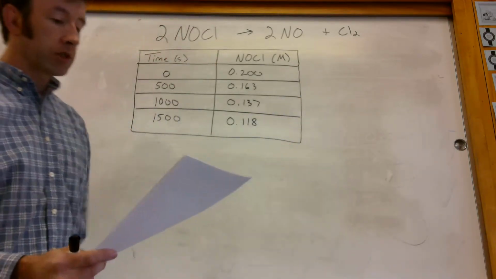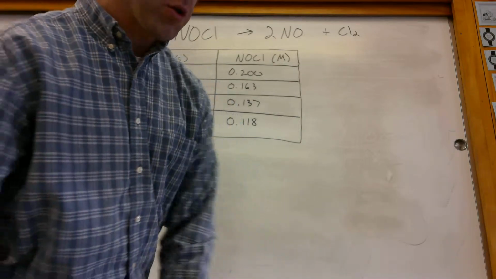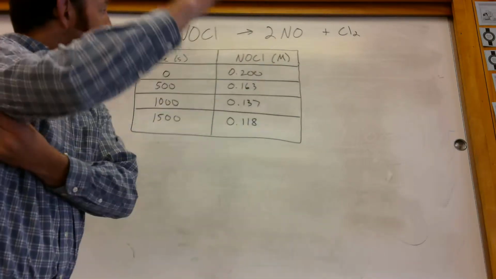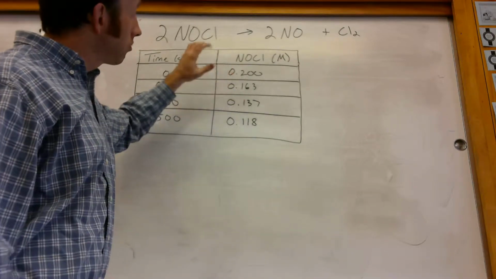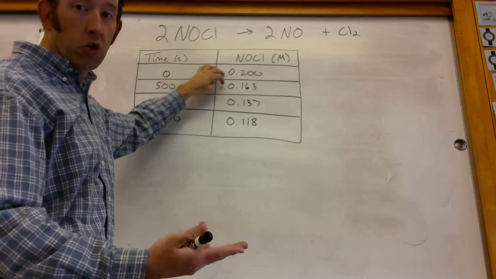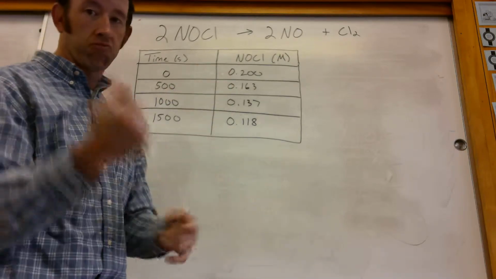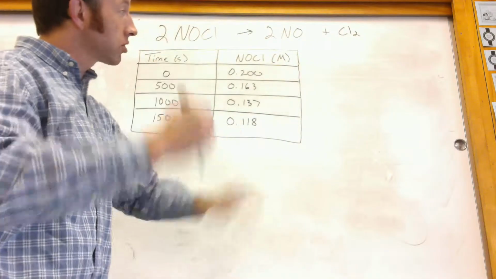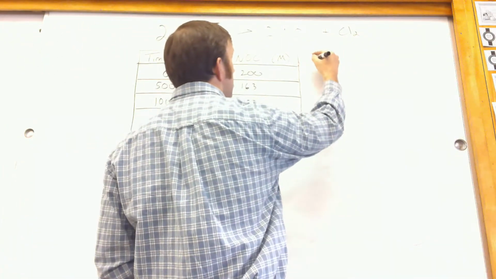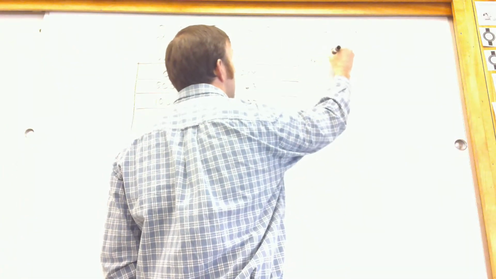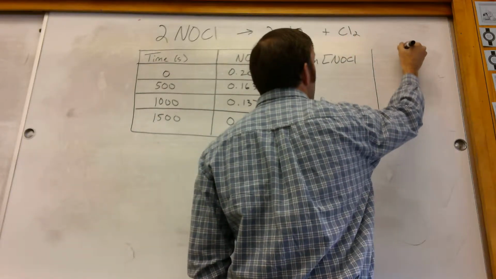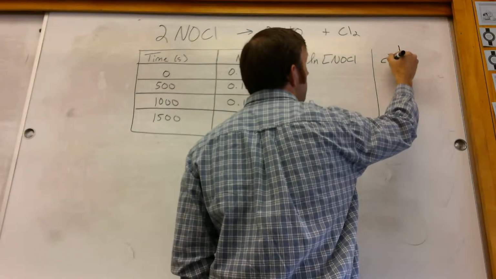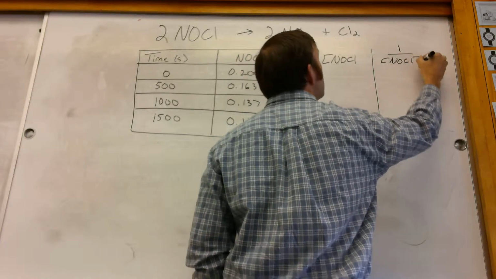So here's our information. Now, what I want to do first when I see a table like this is identify whether this is going to be a straight line as a first order reactant or a straight line as a second order reactant. So off to the side of this table, I'm going to write the natural log of the molarity of NOCl, and then on this side, 1 over the molarity of NOCl.